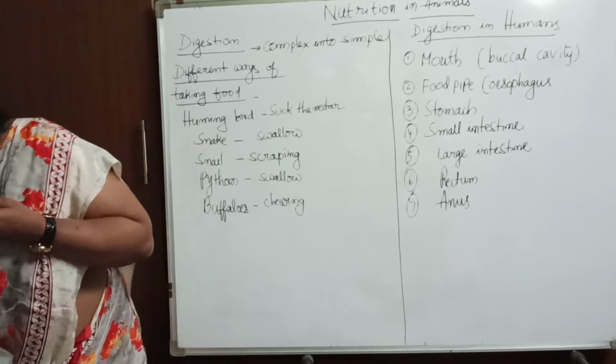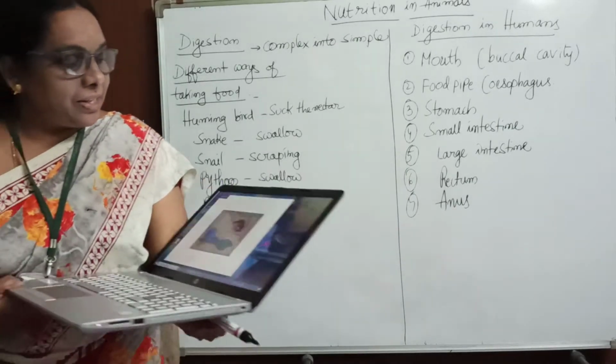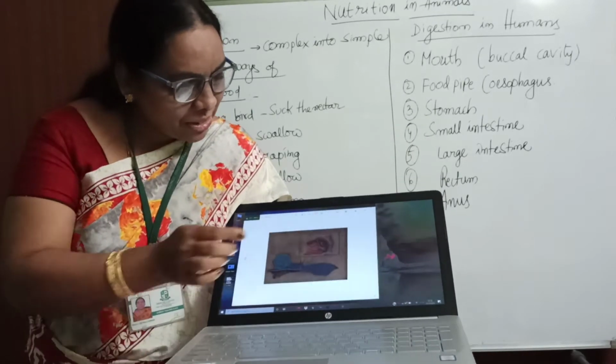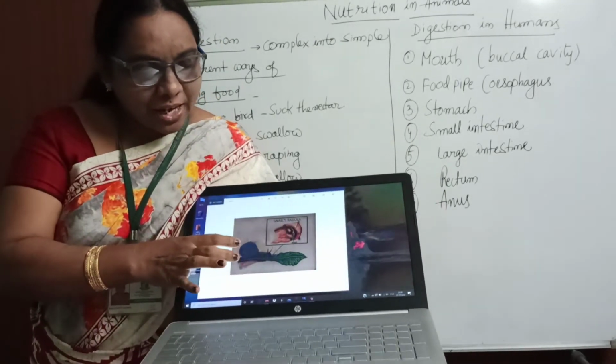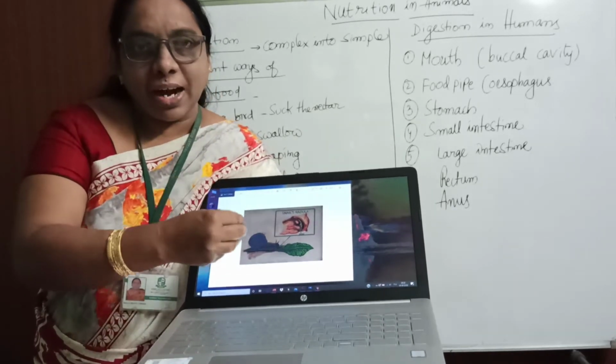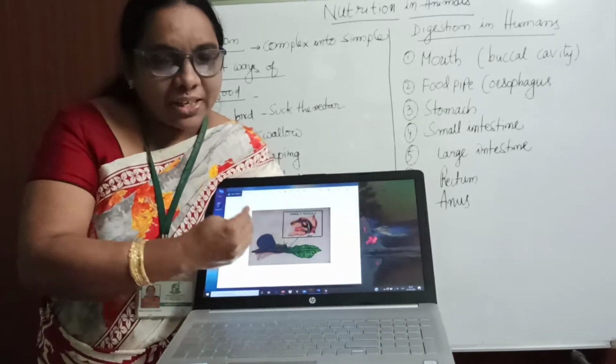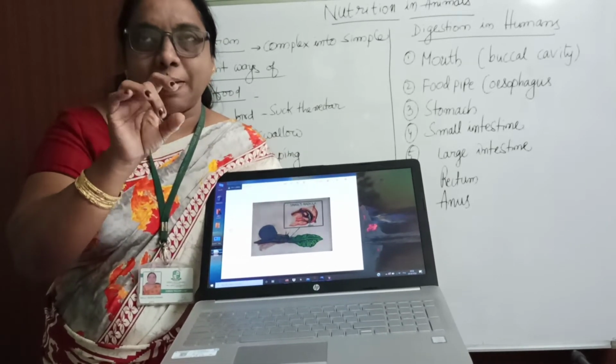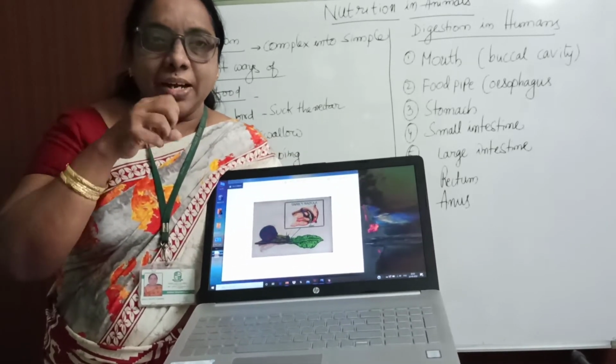Let me show some pictures so it is clear for you. This is a snail. The snail has a radula, which comes out, and with the help of it the snail scrapes its food. Scraping means it just takes the food inside.